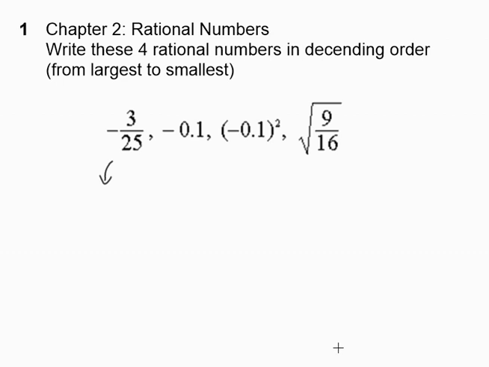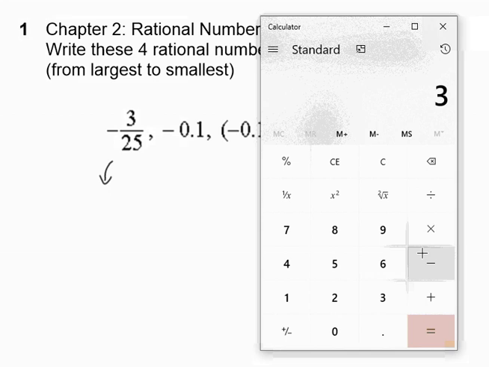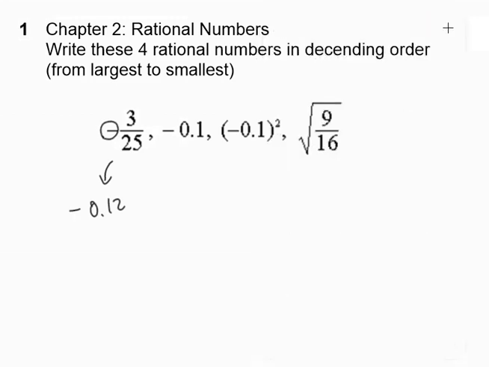And the easiest way to change a fraction to a decimal is to take a calculator and take the numerator and divide it by the denominator. And that's how we change it to a decimal. So therefore, it's 0.12. And because it's negative, it's going to be a negative 0.12 as a decimal. The second number is already a decimal, so we're going to keep it, negative 0.1.